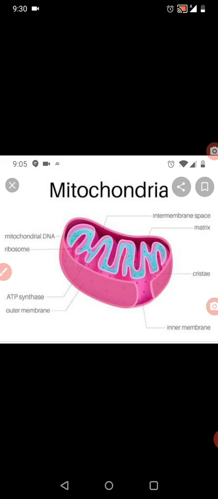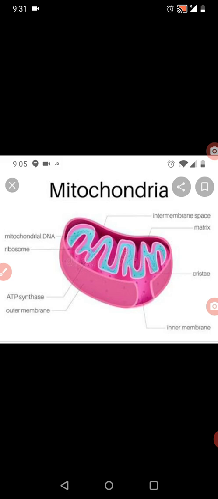Now if you compare the outer membrane and inner membrane, the inner membrane has a larger surface area than the outer membrane, because it is deeply folded. If you remove it and stretch it, you can see it has a long surface area, larger than the outer surface of the mitochondria. So children, we can say that mitochondria is also double membrane. The outer membrane is porous, the inner membrane is deeply folded, and the inner membrane has a larger surface area than the outer membrane.